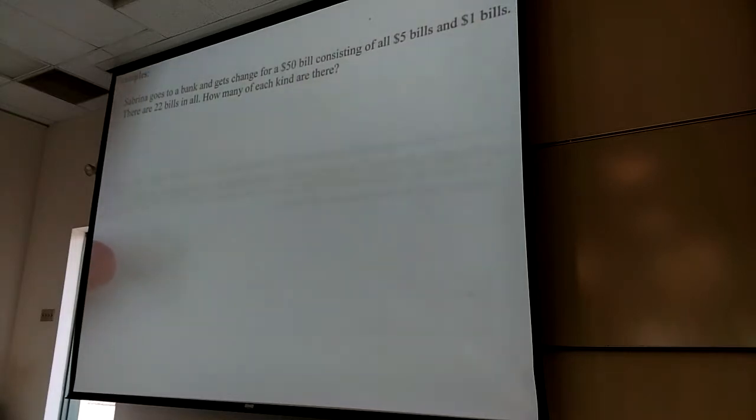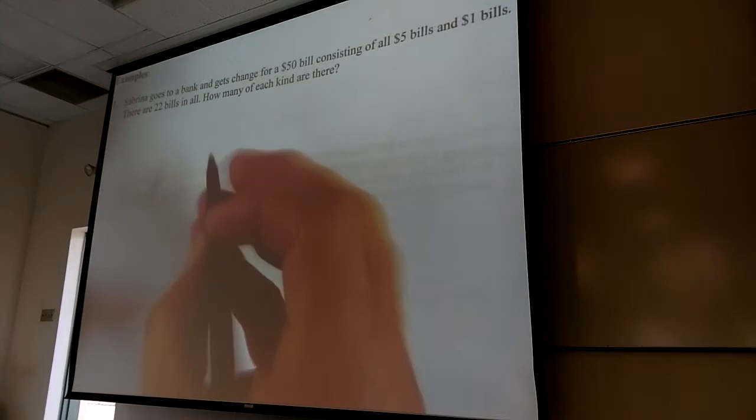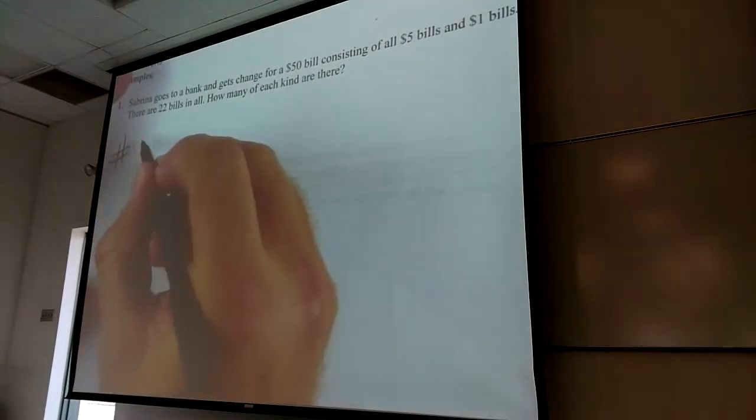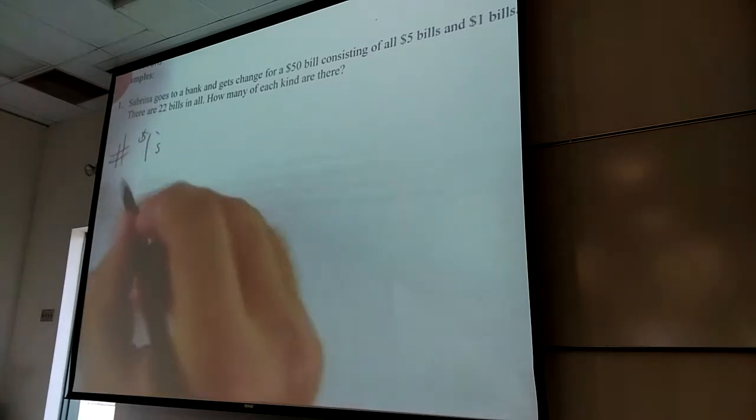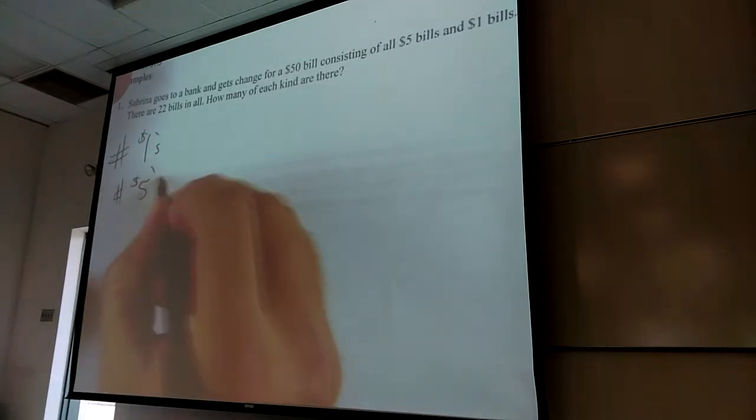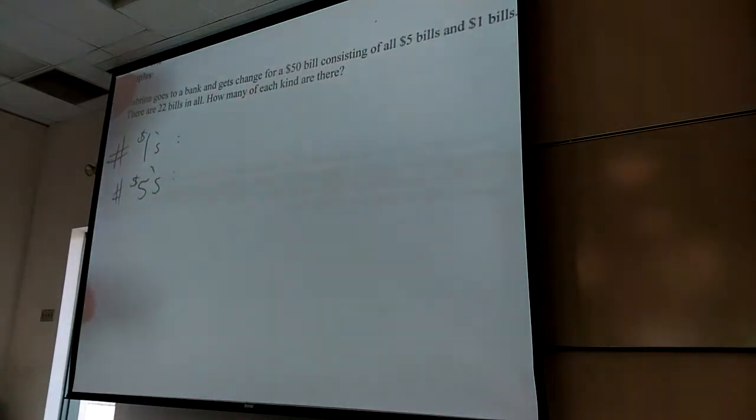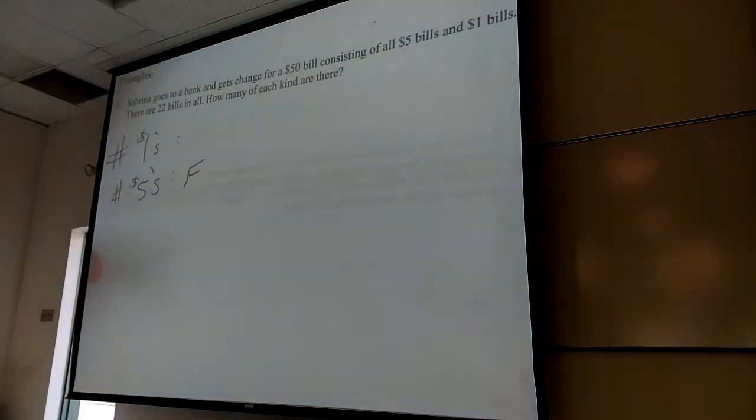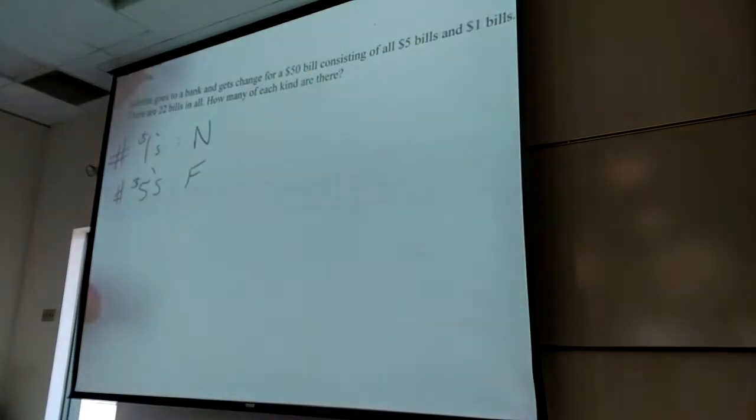To make sure everybody's on the right track, how many variables do you need? 2. What are they? Yeah, so you got the number of 1s, the number of 5s. The choice of variables is a little bit weird. For 5, you could use F, that kind of makes sense. For 1, you don't want to use O because it looks like a 0. N, well, that's great. So I'll use those.